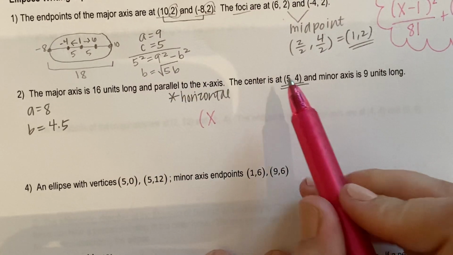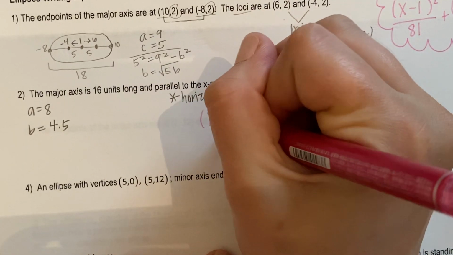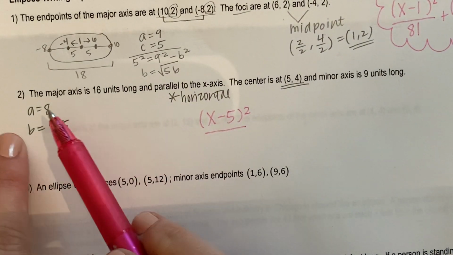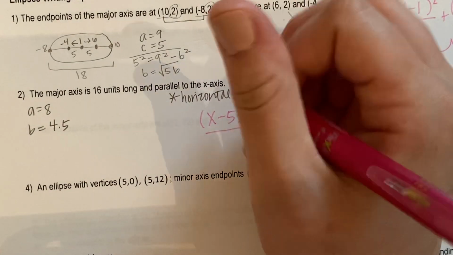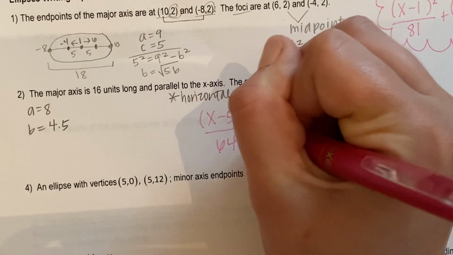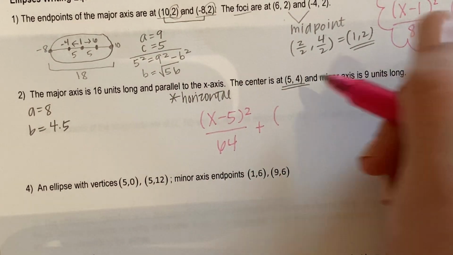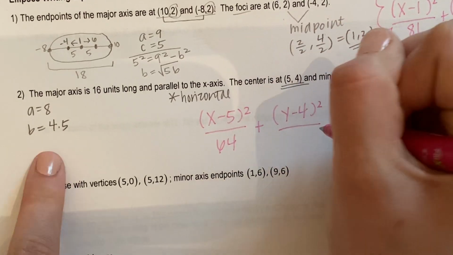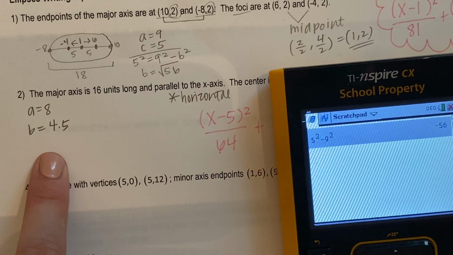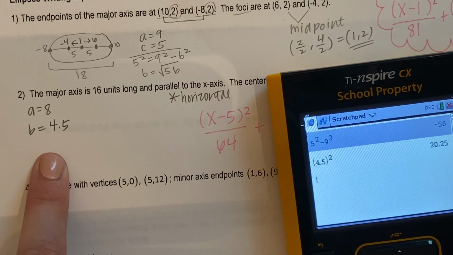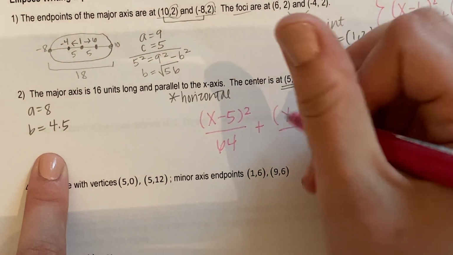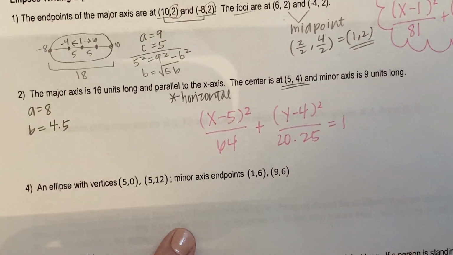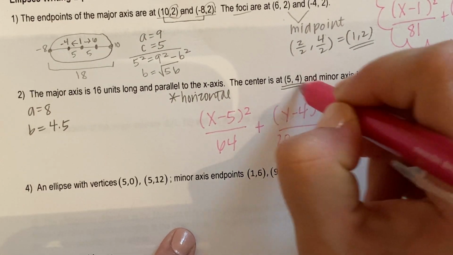So x minus 5 over, this is horizontal, so the bigger number, 8 squared is 64, plus y minus 4 over, I don't know, 4.5 squared, 20.25 equals 1. That was an easy one.